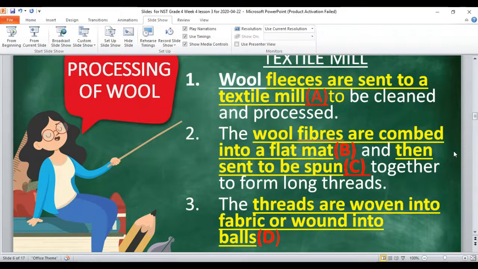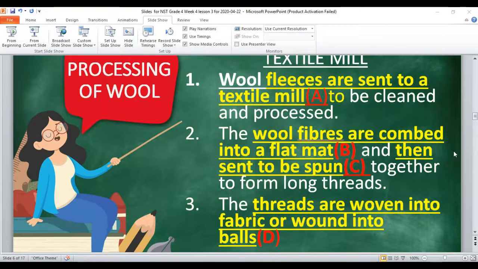So in the textile mill, the wool fibers are combed into a flat mat, like you combing your hair. It is combed into a flat mat. Then when it is combed, it gets straightened, like it becomes a bit straight. Then it is sent to be spun. To spin is to turn around. It turns around to form the threads, meaning the combed mat of wool is then spun to form long threads. And these threads that have been formed can be woven into fabrics.